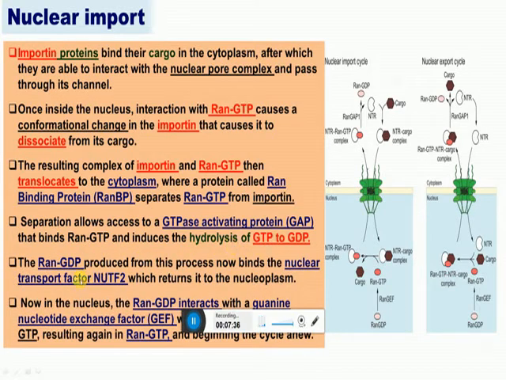So we have already seen this thing. The RAN GDP produced from the process now binds to nuclear transport factor, which returns to the nucleoplasm. Now in the nucleus, RAN GDP interacts with the guanine nucleotide exchange factor, GEF, and it becomes GTP, resulting again in RAN GTP formation, the beginning of a new cycle. So it is in this way nuclear import takes place. I think you got it.